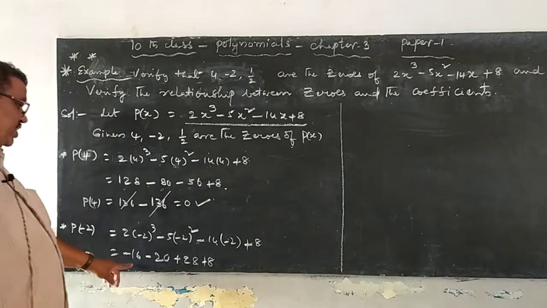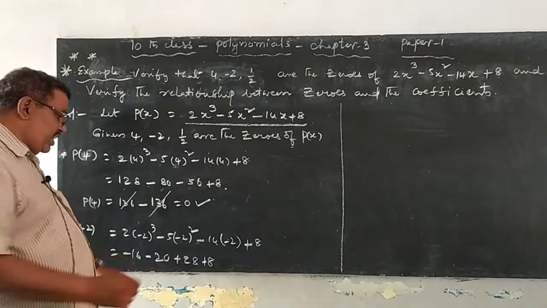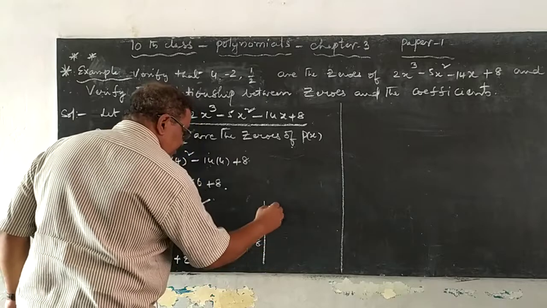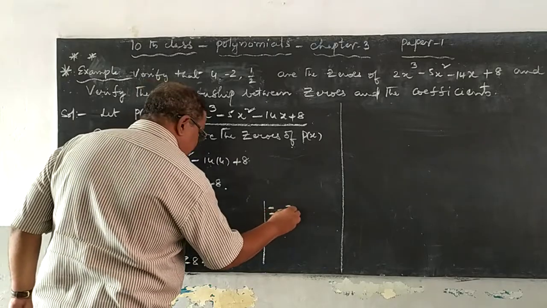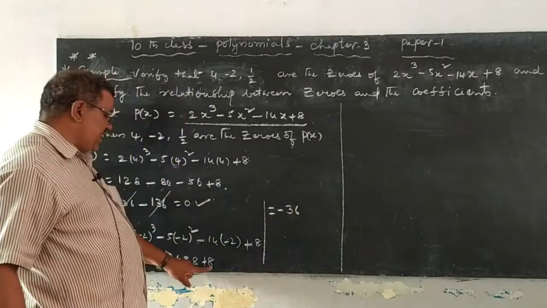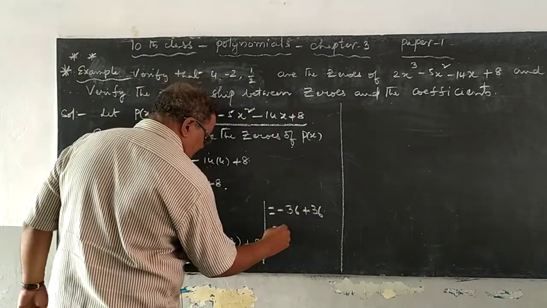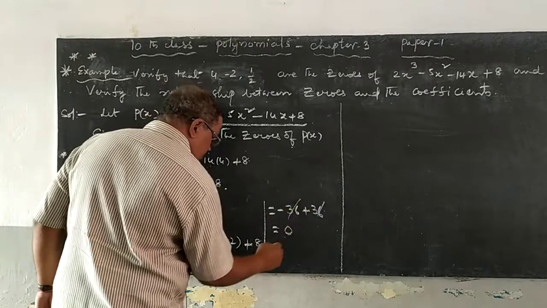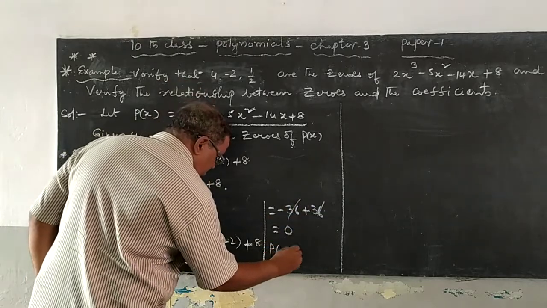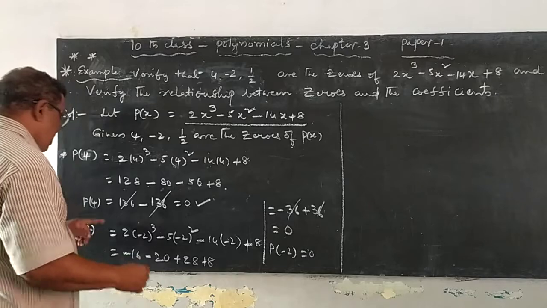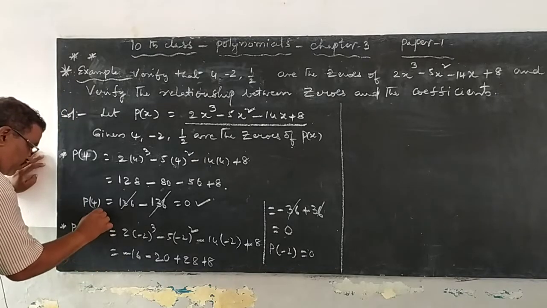So finally the solution is minus 16 minus 20, that is minus 36. 28 plus 8 is 36. Minus 36 plus 36 are cancelled, 0. So hence p of minus 2 equal to 0. Here also what you conclude that p of 4 equals to 0.